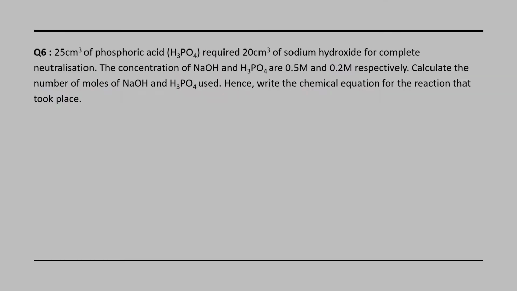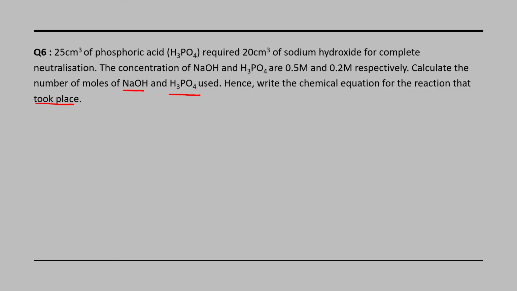Alright, now let's look at question 6. Okay, this is the question where you can actually know the answer, but the marks are not in the answer but in your working. So this question asks you to find the number of moles of NaOH and H3PO4 phosphoric acid, and then write the chemical equation for the reaction that took place. So how do we find the moles and the chemical equation?